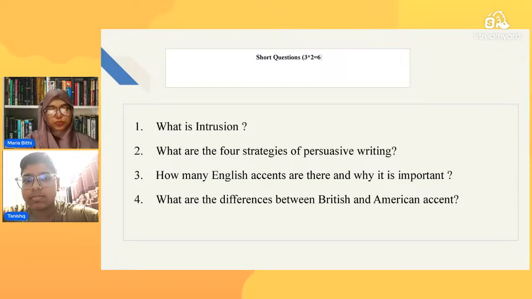Okay, then what about question number four, the differences? Yes, ma'am. What are the differences between British and American accent? In British accent, "a" is pronounced differently from American accent. For example, "answer." Also, in British accent, R is not pronounced, and in American accent, R is pronounced clearly. Okay, are you done? Yes, ma'am.